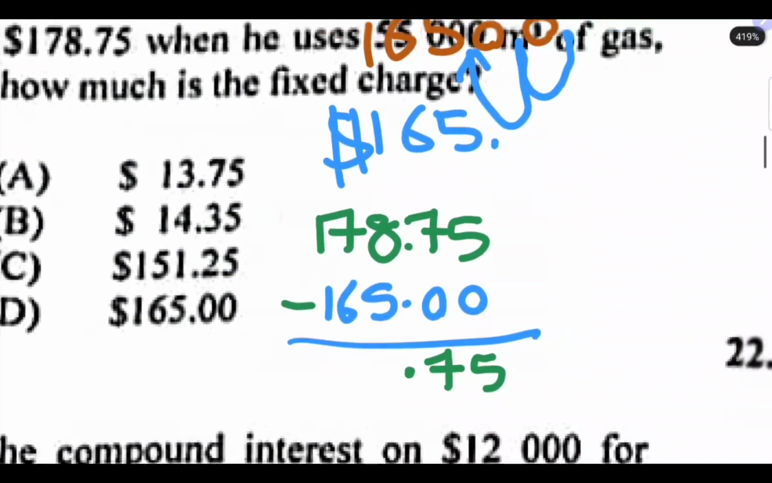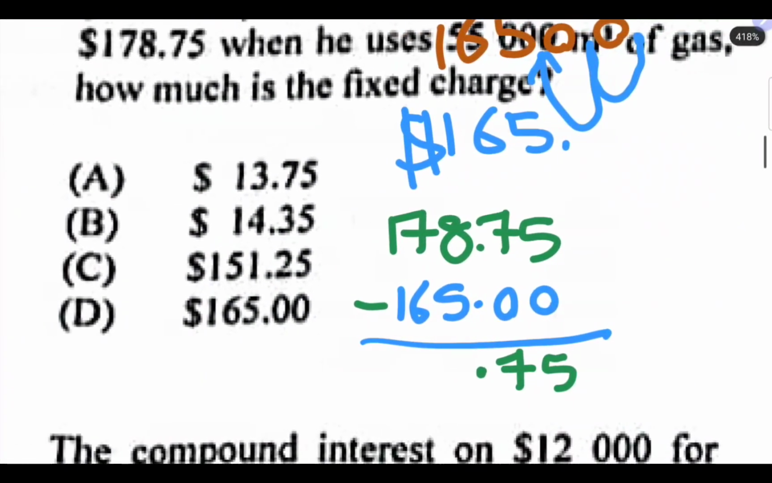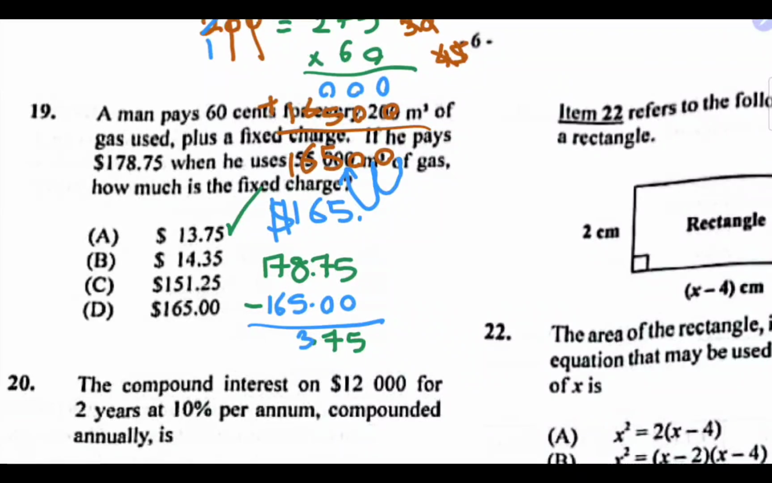Now let's check our answers. Which one of them has an answer with 75 cents in it? Well, that's easy. That's A. So that's going to be 13.75 and you're done. So there's no need to do everything, right? So item 19 answer is A.